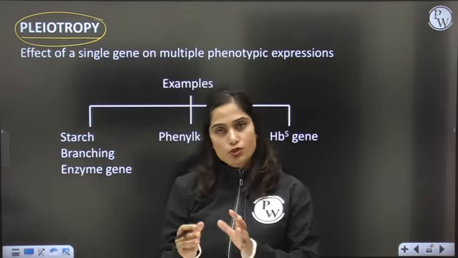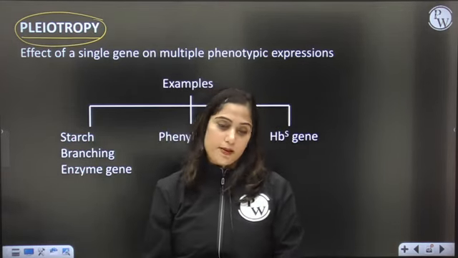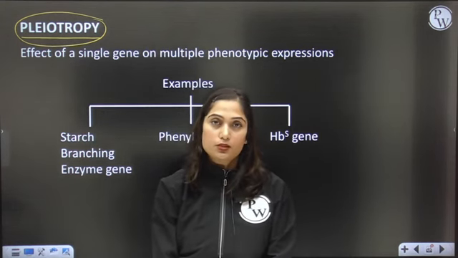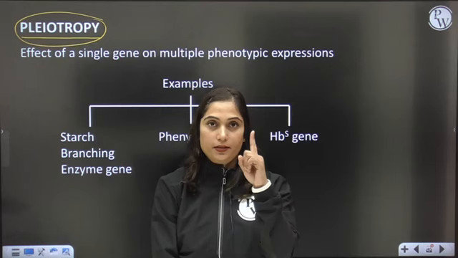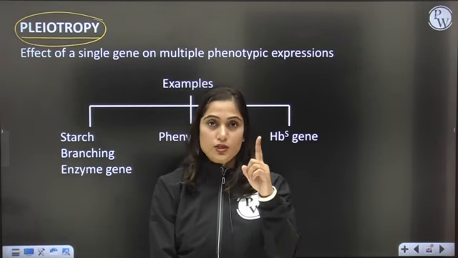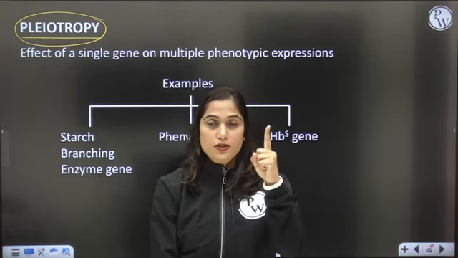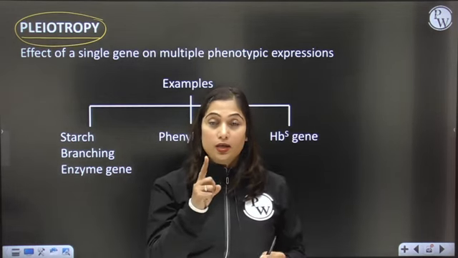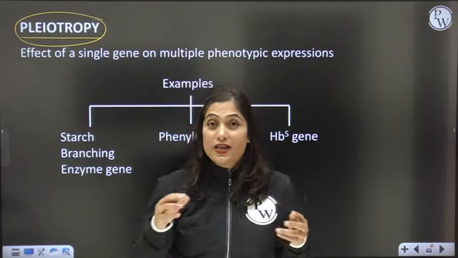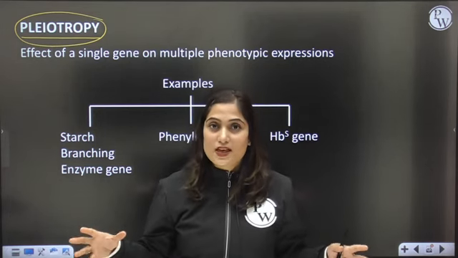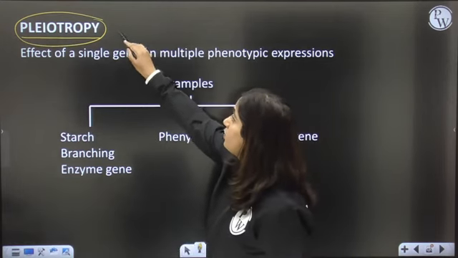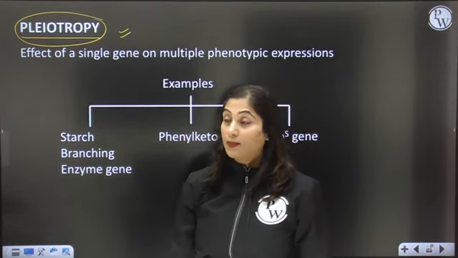Pleiotropy, let's take the usual example first. One gene controls one trait. One gene has a control over one trait or one expression. But when one gene controls several traits or several phenotypes at the same time, that phenomenon is called pleiotropy.